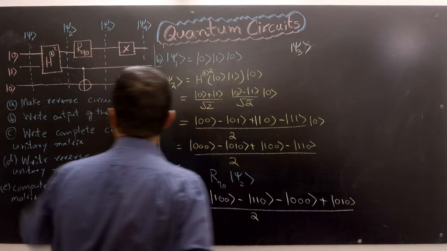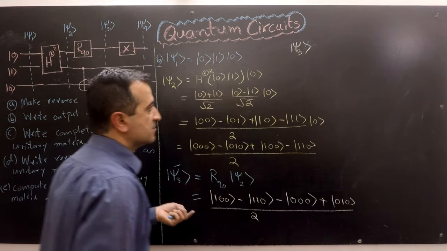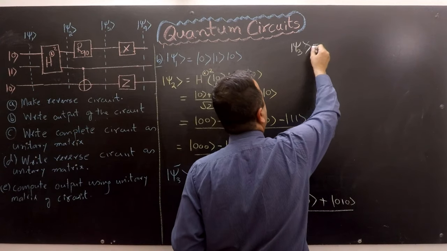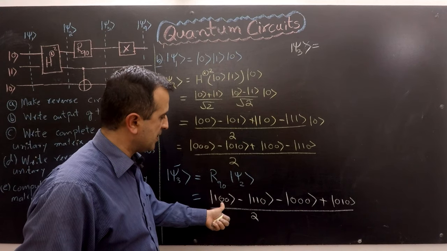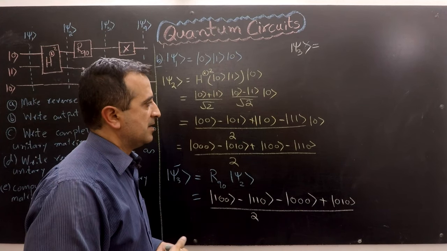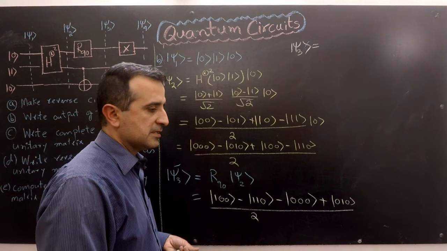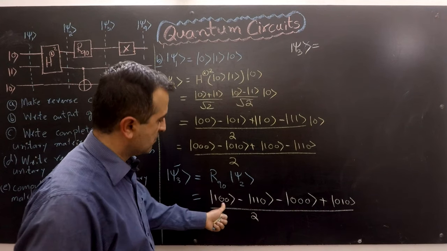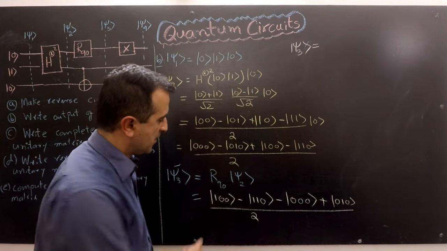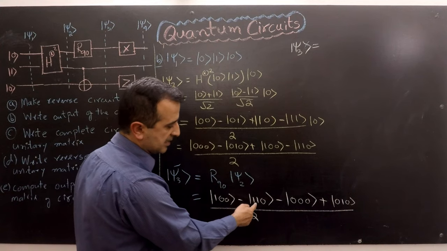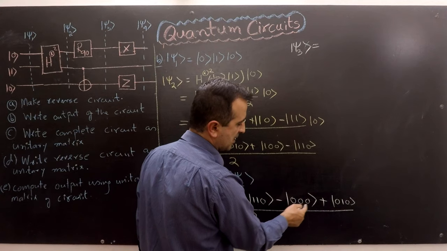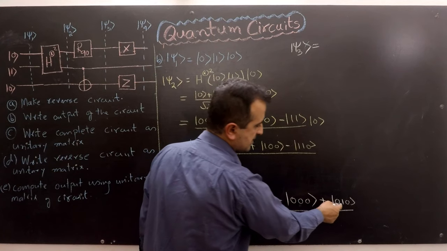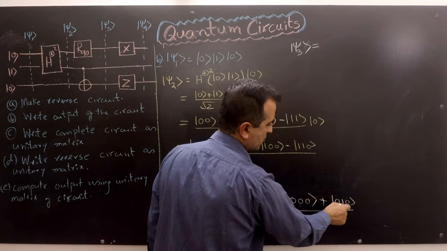In the next step, I have to compute |ψ3> by applying the other gate, which was the CNOT gate. The CNOT gate is quite easy to apply because I have the second bit as a control bit. Whenever the control bit is 1, I will flip the third bit. In this case, I will not flip the third bit because the control bit is 0. In this case, I will flip the third bit because the control bit is 1. In this case, I will not flip because the control bit is 0. In this case, I will flip because the control bit is 1.